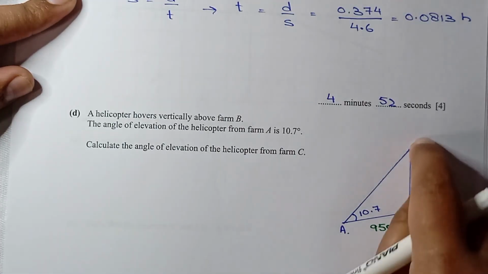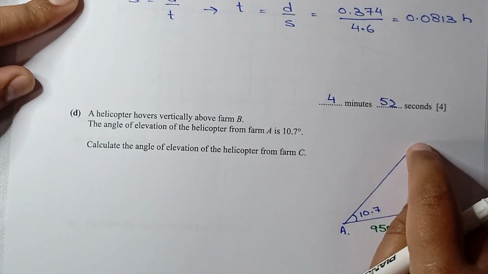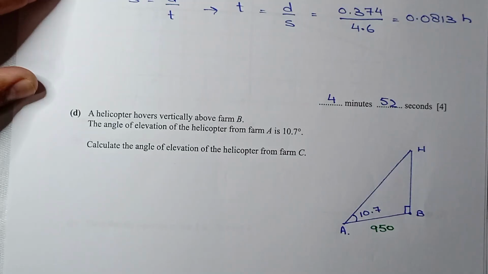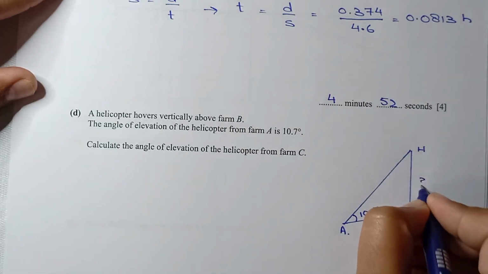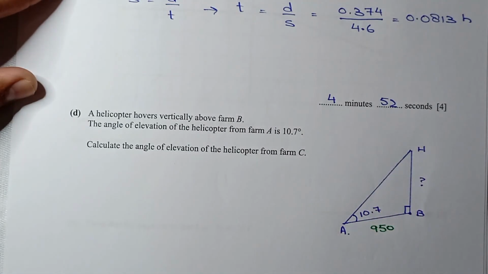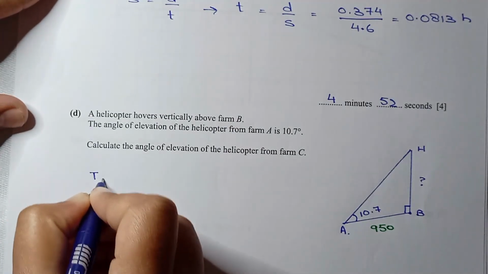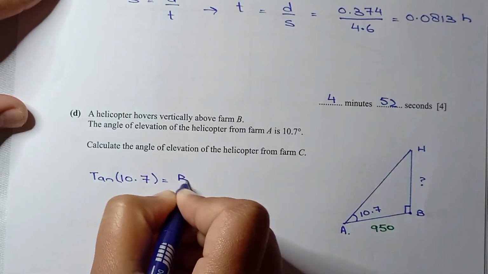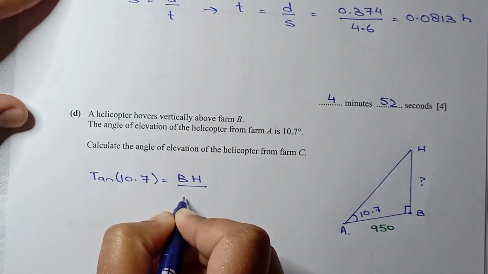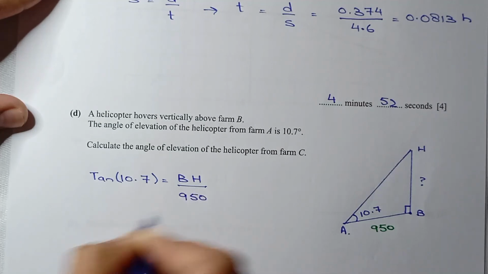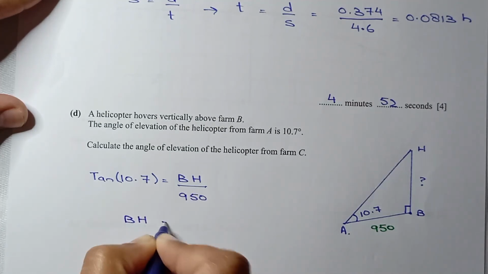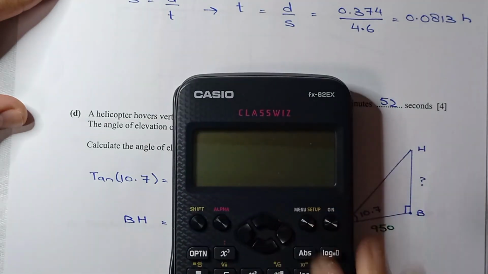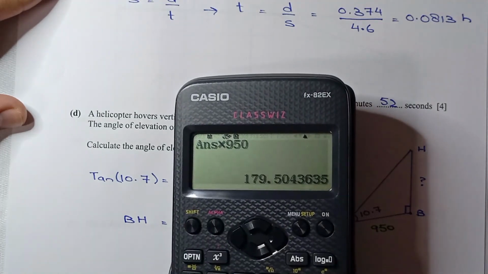So let me find the vertical distance BH. It is a right angle triangle, so we need to find the opposite and adjacent. So we use the ratio for tangent. So tan 10.7 would be opposite, BH, over adjacent, 950. So BH would be equal to 950 times tan of 10.7. This would be 179.50.